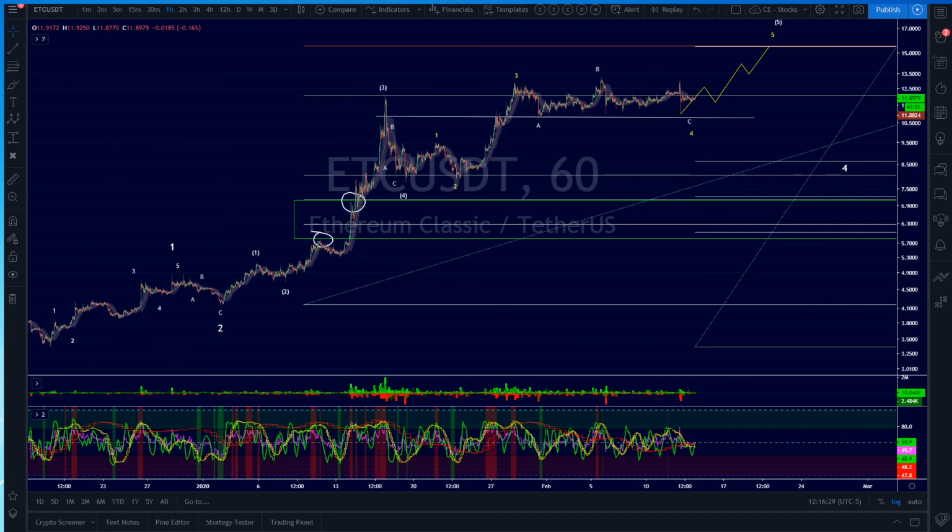I do think there's a little bit more upside, as I think there's a little bit more upside with Bitcoin, a little bit more upside with Ethereum, and a lot of the other alts as well are starting to look pretty good.